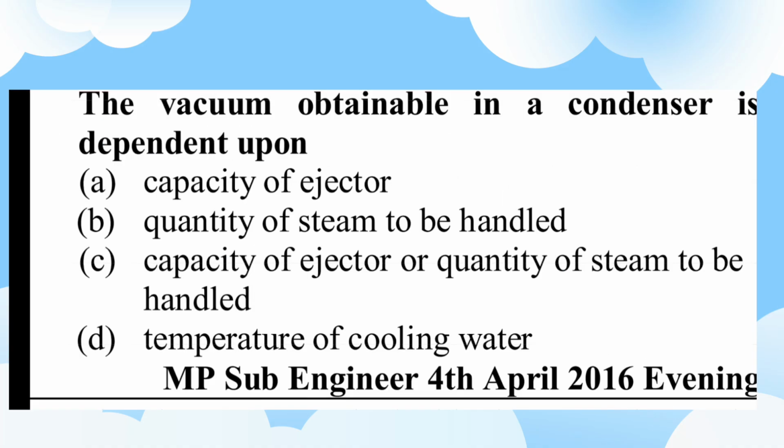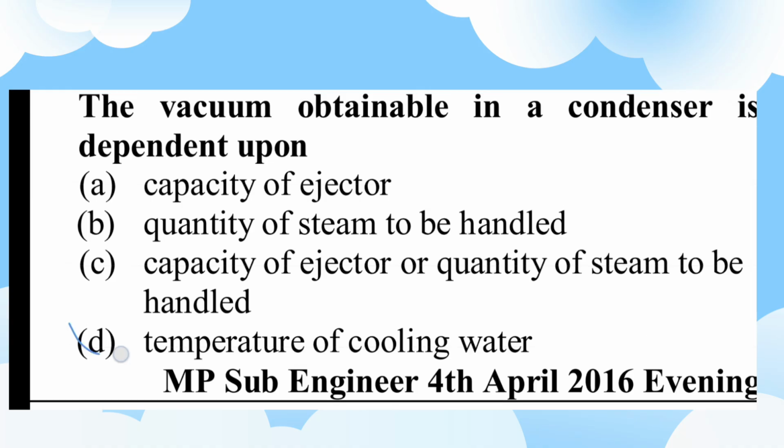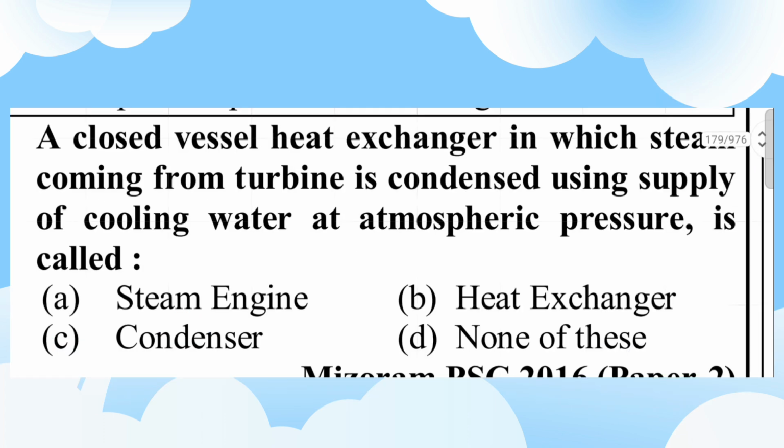The vacuum obtainable in a condenser depends upon A. Capacity of the ejector, B. Quantity of the steam to be handled, C. Capacity of ejector or the quantity of the steam to be handled, D. Temperature of the cooling water. D. Temperature of cooling water.